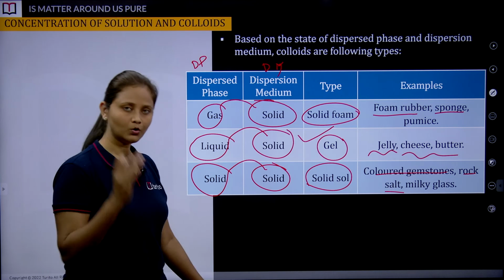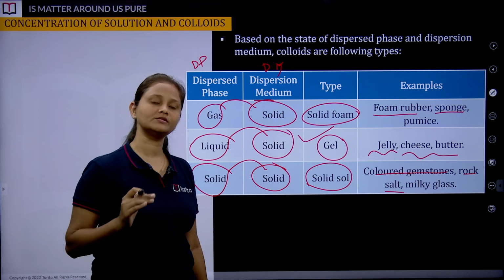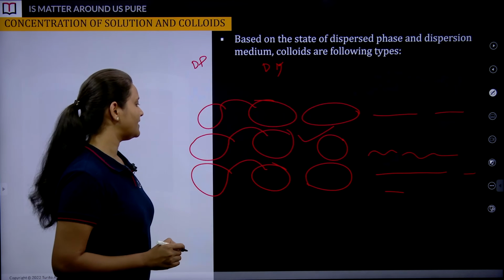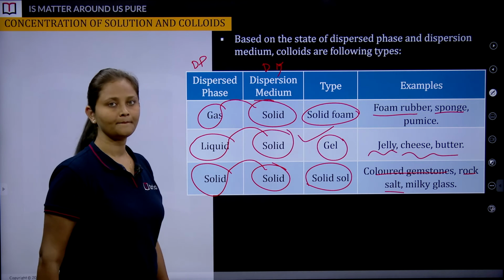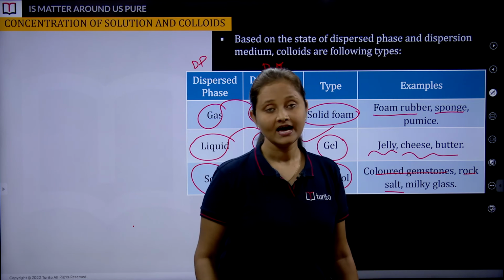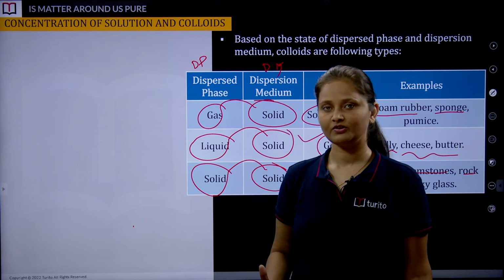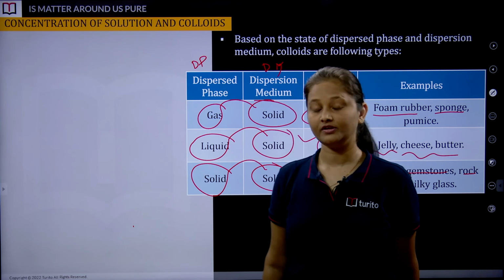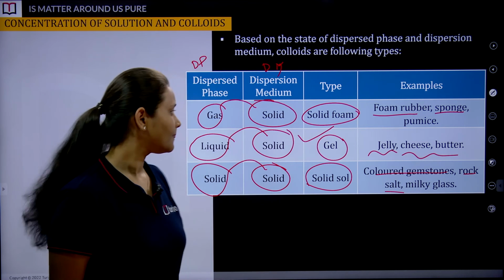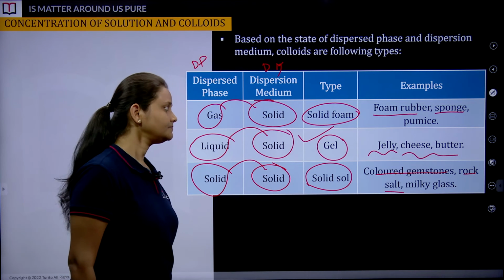And yes, you are going to remember all of this. Yes, it's very, very important. 1, 2, 3, 4, 5, then 6, 7, 8. And we are left with one combination, students, gas in gas. Actually, that looks like a homogeneous mixture, and that's why we haven't kept the combination here. That's why we are having 8 types of colloidal solutions. Got it?